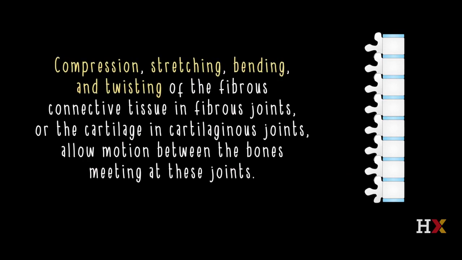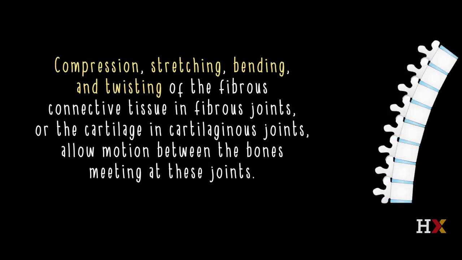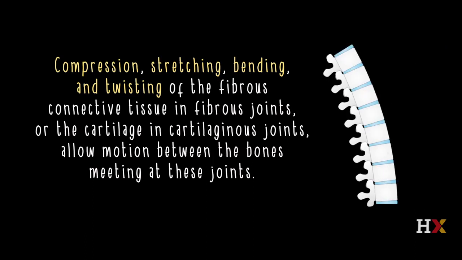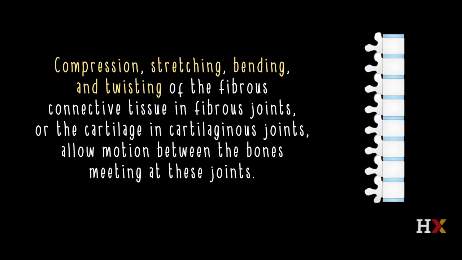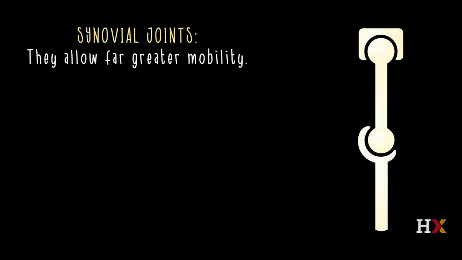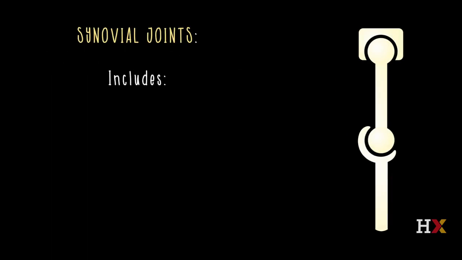Motion at fibrous joints and cartilaginous joints is limited to compression, stretching, bending, and twisting of the connective tissue, either the fibrous connective tissue or the cartilage in the cartilaginous joints. And so it's only deformation of this connective tissue in one direction or another that enables them to move. By contrast, synovial joints allow for greater mobility. The standard features of all synovial joints include a joint cavity, which in itself allows for greater mobility. The bones can slide against one another rather than having a plate of tissue to form.